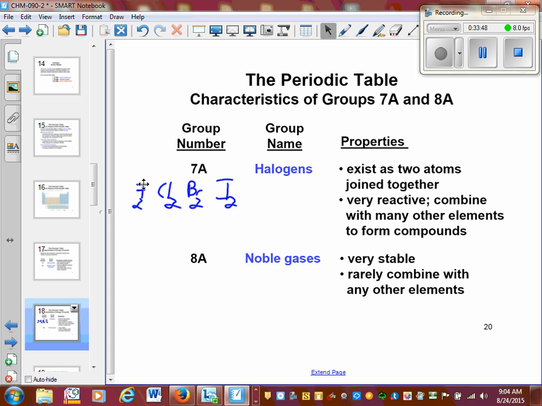Column 8A are the noble gases. Very stable. Very hard to get them to react. You can, but it takes extraordinary conditions. They're happy just like the way they are. Helium, neon, argon, krypton, xenon, radon.